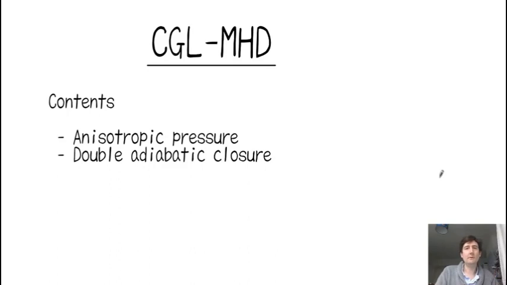Welcome. In this video I'll discuss CGL MHD. This is an extension of MHD which is often used in things like space plasmas, but also has some applications in magnetic confinement fusion, particularly mirror machines. It's used to describe cases where the collisions are infrequent enough that we have anisotropic pressures.